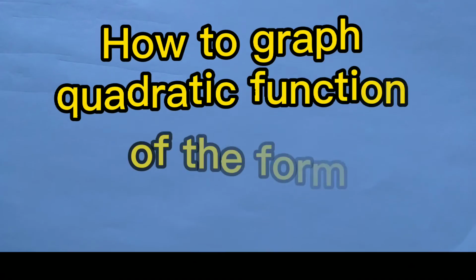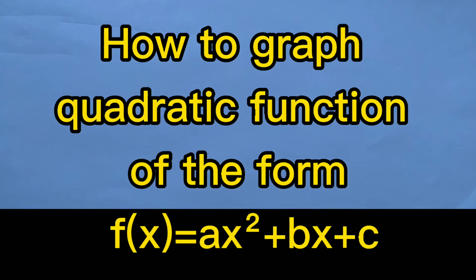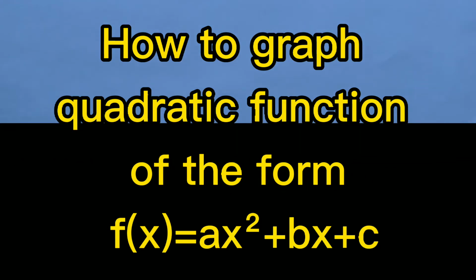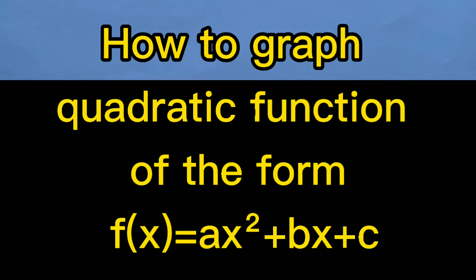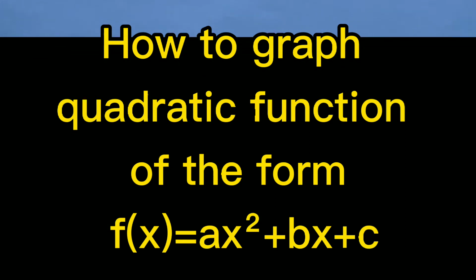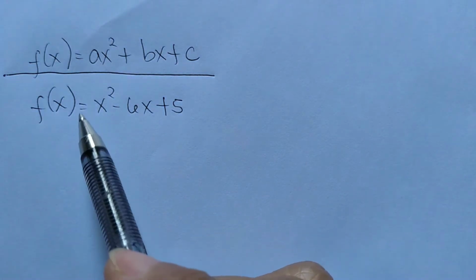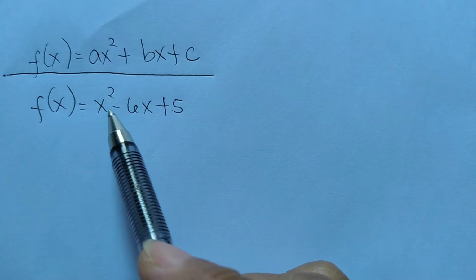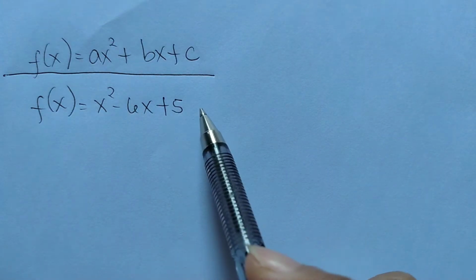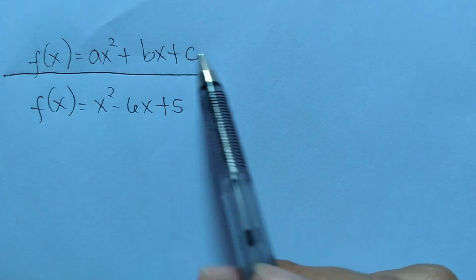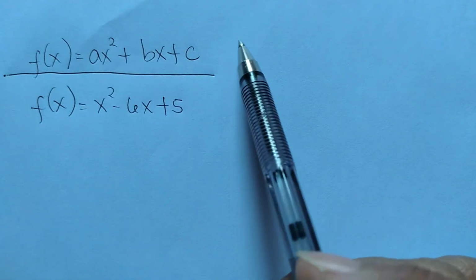Hello everyone, I'm going to show you how to graph a quadratic function of the form f of x is equal to ax squared plus bx plus c, which is written in the general form. This is our function. F of x is equal to x squared minus 6x plus 5, which is actually written in the general form, which is this one.